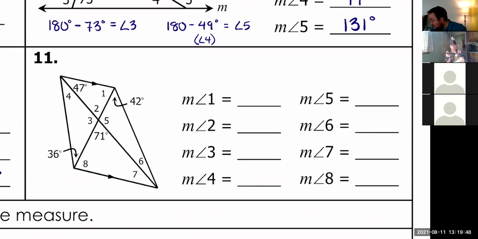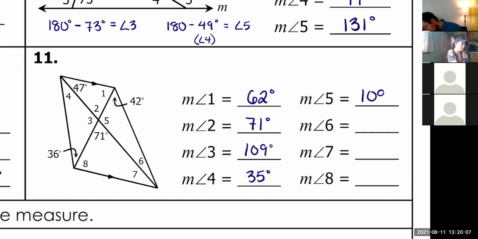On number 11, angle 1 should be 62 degrees. 2 should be 71 degrees. 3 should be 109 degrees. 4 should be 35 degrees. 5 should be 109 degrees. 6 should be 29 degrees. 7 is 47 degrees. And 8 is 62 degrees.